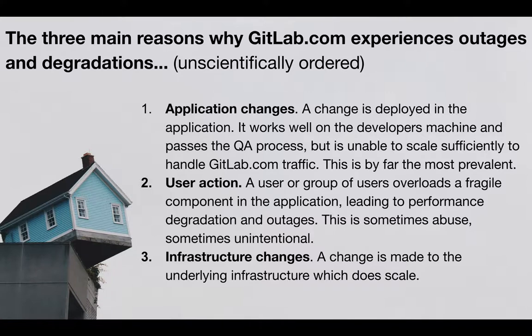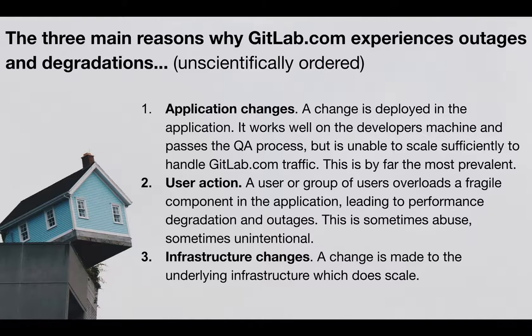Broadly speaking, most of the incidents we experience on GitLab.com can be broken down into one of three categories. From most prevalent to least, they are application changes. This is when a change is deployed to the application and works well on a developer's machine and it passes the QA process, but we're unable to scale sufficiently to handle GitLab.com traffic. And this is by far the most prevalent class of degradation that we see on GitLab.com.